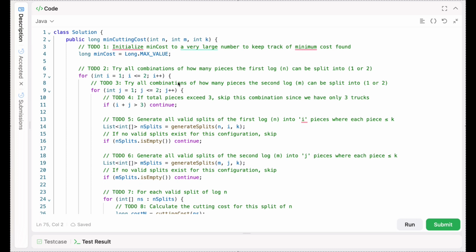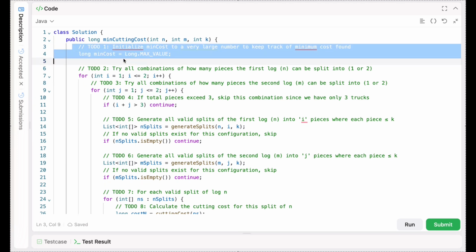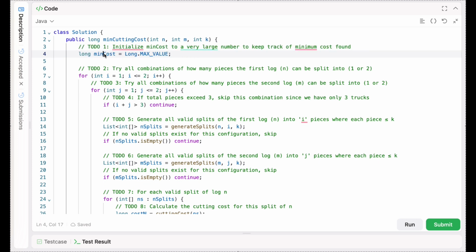And so we will generate all the valid splits for each log. If it is the first piece, piece 1 having the length, it should be less than or equal to k. If it is 2 pieces, try all the splits a and b, with a plus b equal to the length, and each should not exceed k. Then we will calculate the cost, multiplying the lengths, and try the combinations of splits, and then pick the minimum cost. For that, first of all take the min cost like this, right?